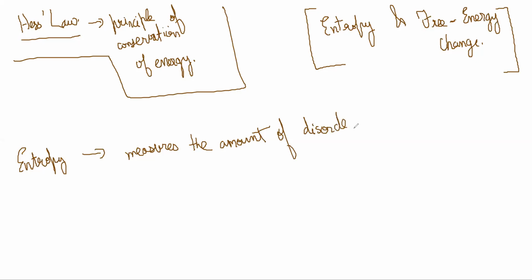Disorder or chaos in a system. Now, this is something that is slightly weird, right? Disorder in a system is not something that you have encountered before. But before we get to this, I want to ask you a question.